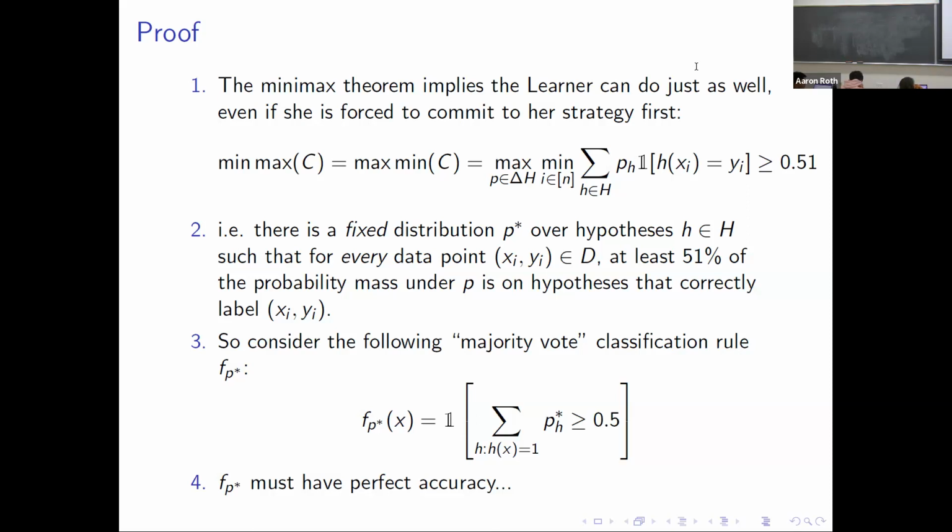So just to be clear, we haven't given an algorithm yet. So far, we're just analyzing things existentially. We don't know how to compute this just yet. We'll get there. But let's just observe that this thing must have perfect accuracy. That follows pretty immediately from the min-max guarantee, because the min-max guarantee was that for every data point, 51% of the probability mass of the hypotheses under this distribution predicted the right label, and we're just taking the weighted majority vote under this probability distribution.